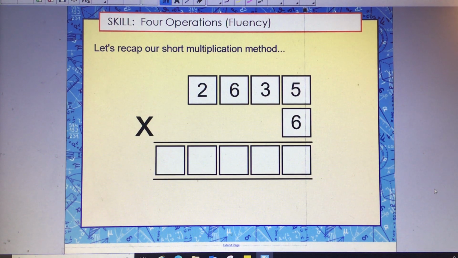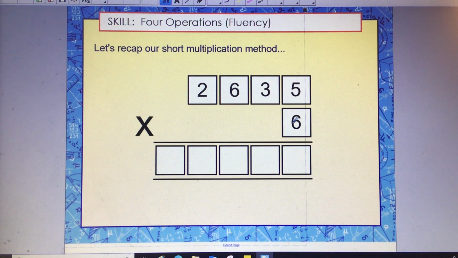Now moving on to our multiplication methods. We're going to start with the short multiplication. This is where we're multiplying by just a single digit number. So we'll only need one row here for our answer. This is all about knowing our times tables well, isn't it? The more secure we are with our times tables, the better we are at multiplying.